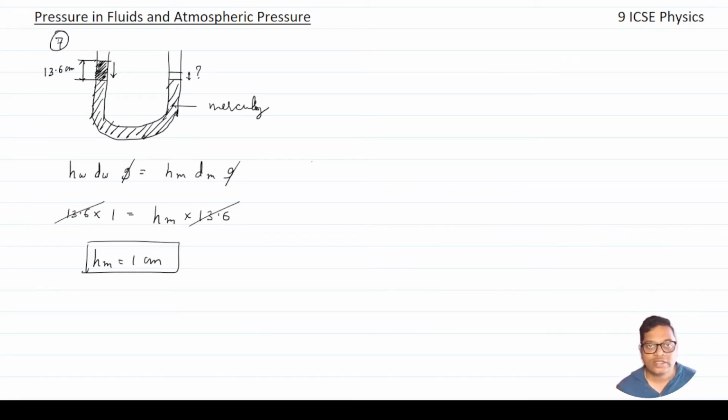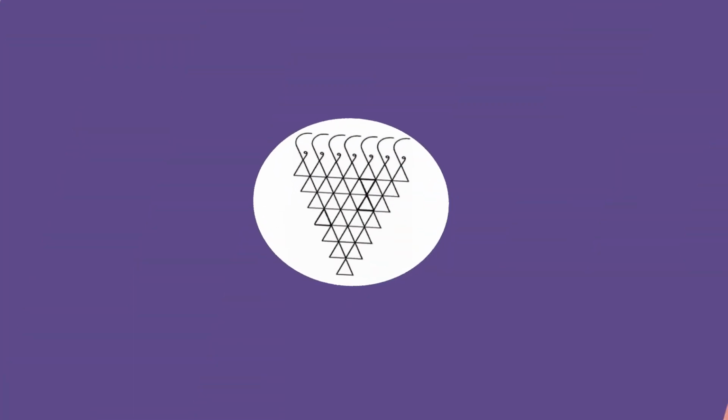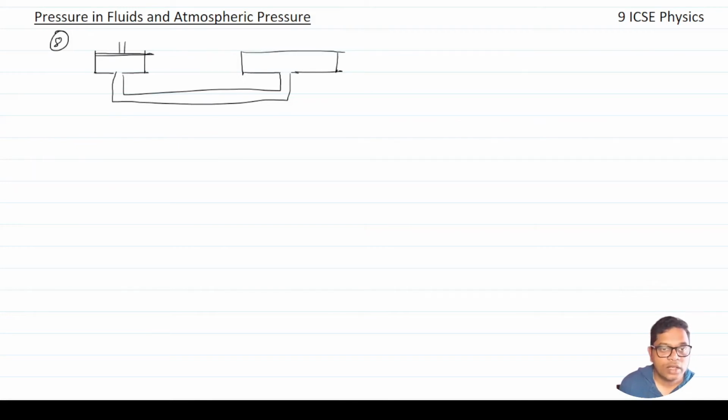Okay, moving to the next question. This is the third type of question, where there are two pistons, one with a smaller area and one with a larger area. You don't need to draw the diagram; I'm drawing it to make you understand. So here you have a piston, and here there is another piston.